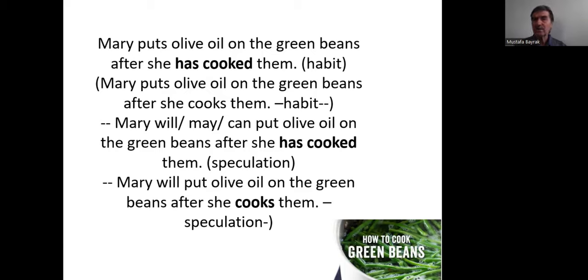Mary will, may, can put olive oil on the green beans after she has cooked them. This is speculation. We are not sure about what she will do. She will put olive oil, or she may put olive oil on the green beans after she has cooked them. Mary will put olive oil on the green beans after she cooks them. This is also speculation. We will study that kind of details in the future as well.